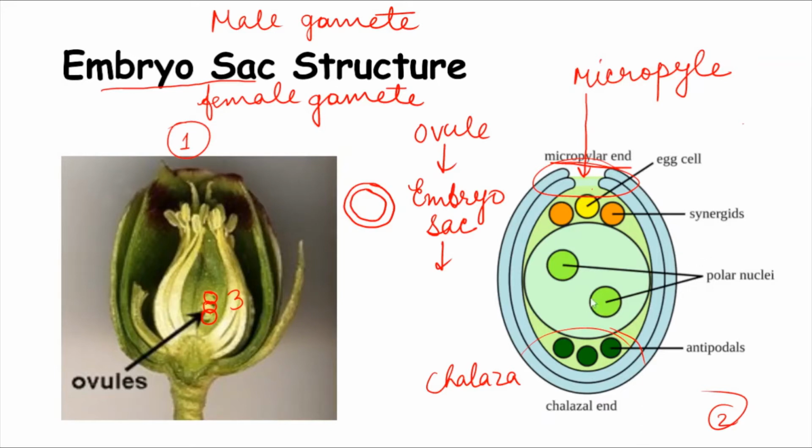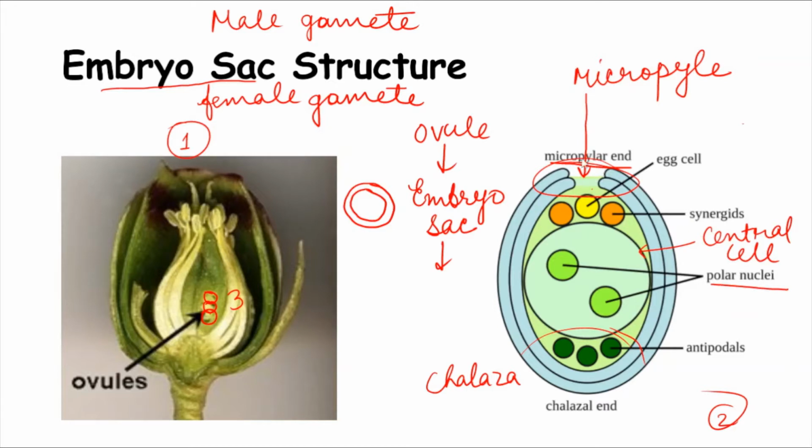Now next, you can see 3 green colored cells towards the chalazial end. What are they known as? They are known as the antipodal cells, or simply antipodals. Next you can see a very big cell occupying the major portion of the embryo sac. What is the name of this, children? This is called the central cell. Inside the central cell you can see 2 polar nuclei indicated by light green color. So these are the 2 polar nuclei.